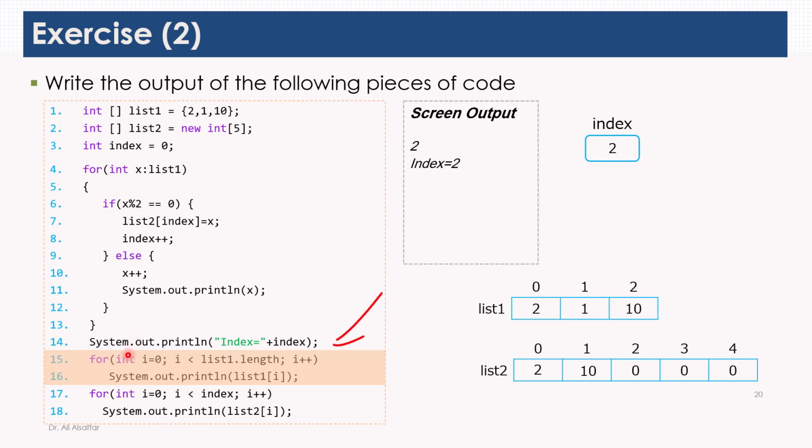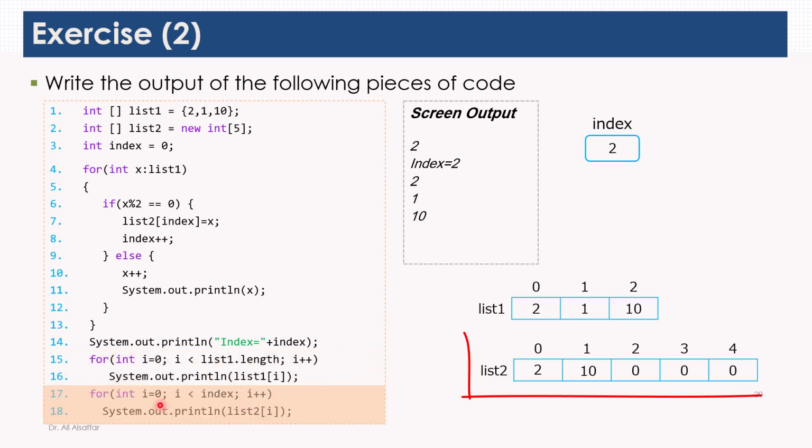In line 15, we have a for loop that is processing array list 1. How did I know that this loop is processing list 1? Because see, we are printing list 1, and i, the index, is the loop variable, and i starts from 0, it goes up to less than list1.length. So we are processing list 1. In fact, we are printing the elements of the array list 1, each element on a single line, and this is the output.